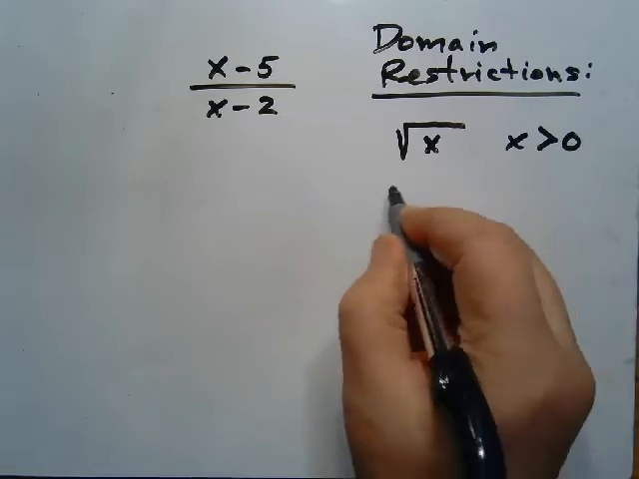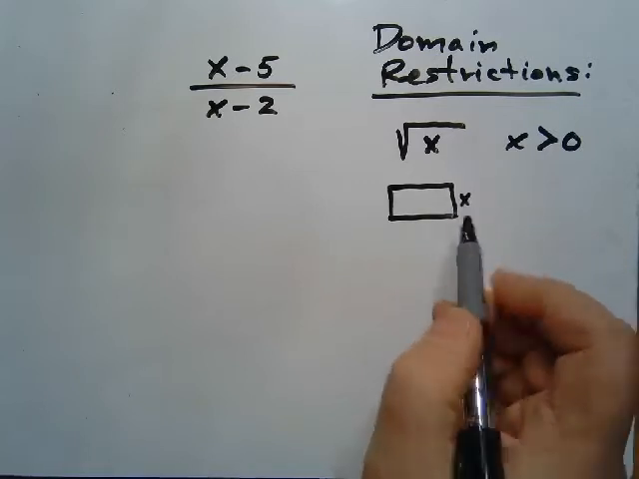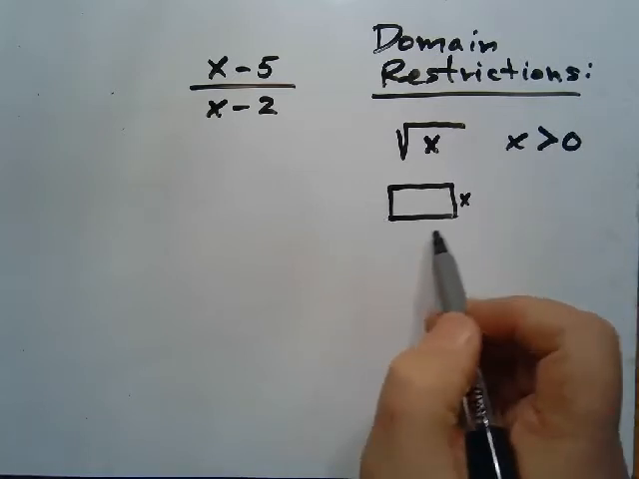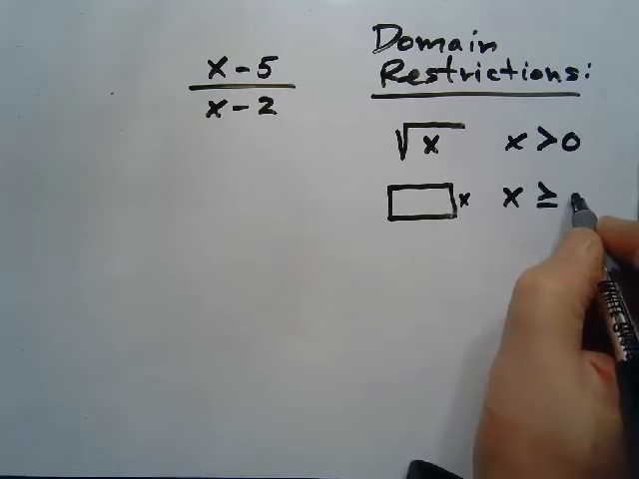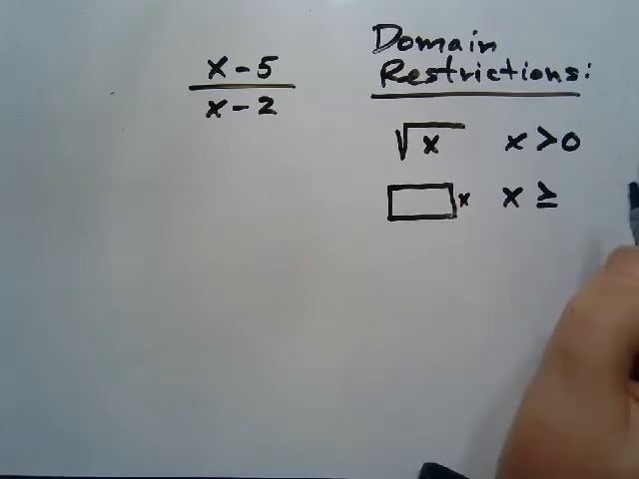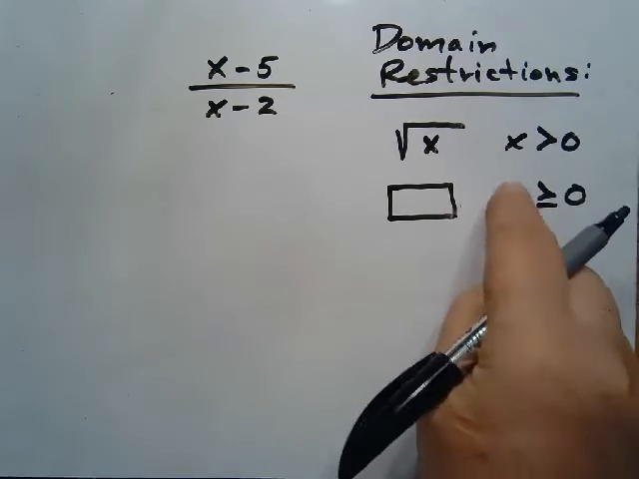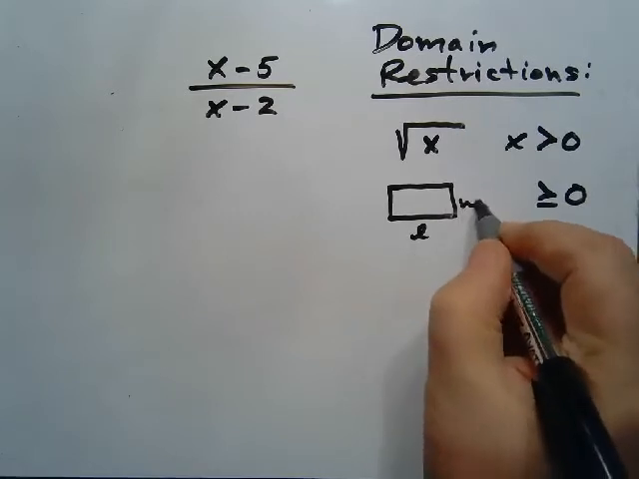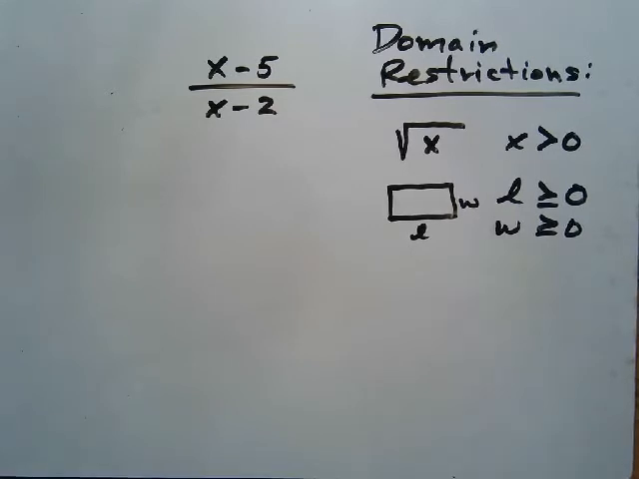Also, there are domain restrictions on things like area and volume. On a rectangle, these numbers cannot be 0 or less than 0. So the domain for some kind of polynomial or some kind of area or volume problem is that the sides have to be greater than or equal to 0. We could say the length and the width have to be greater than or equal to 0. You can't have negative numbers for distance, and you can't have 0 as a distance.